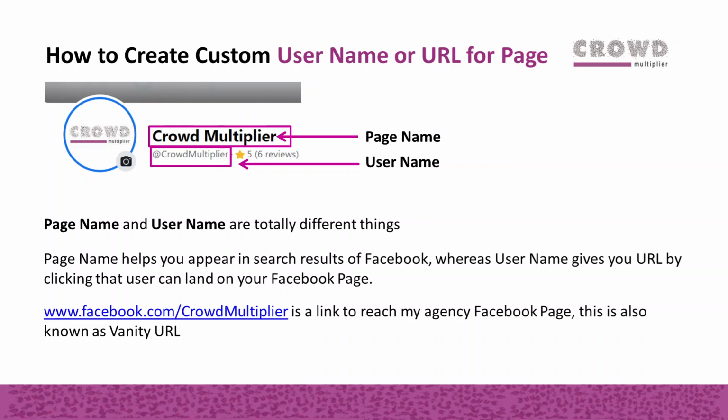So for my agency, my URL or my custom username is www.facebook.com/crowdmultiplier. If you click on this link, or if you type this link in your search bar, you will land on my Facebook brand page.